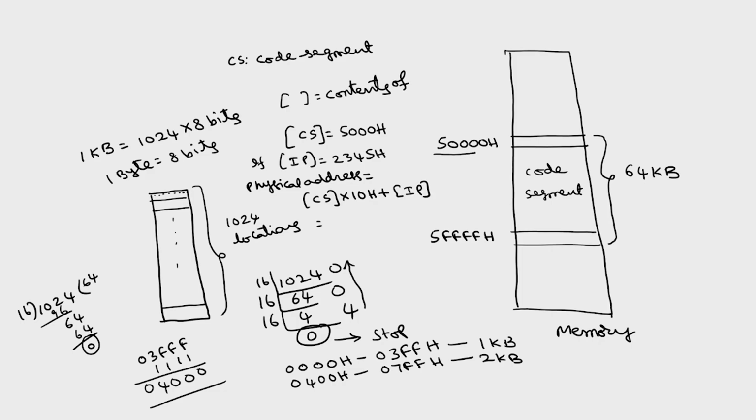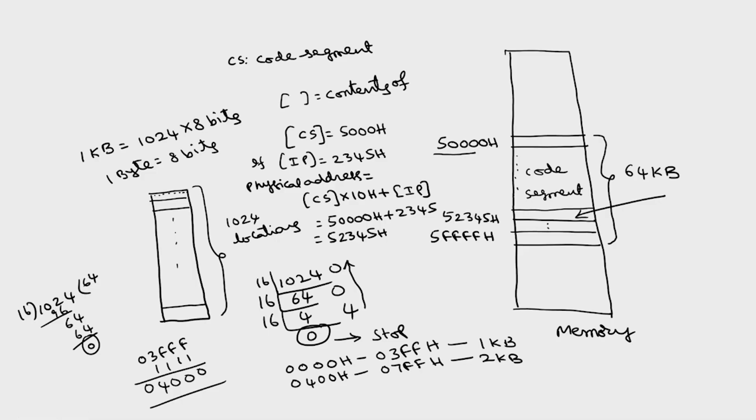So this becomes 5000H into 10H, which means 50000H, plus the instruction pointer 2345H. So this will be 52345H. So somewhere here we will have 52345H, to access the data from here, to either read or write the information.